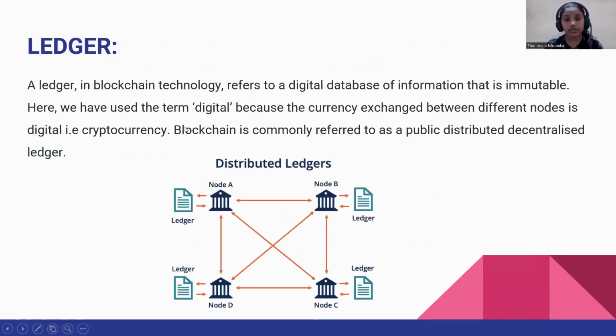Ledger. A ledger in blockchain technology refers to digital information which is immutable. We use the term digital because the currency exchange between the two nodes is digital, that is, a cryptocurrency. A blockchain is commonly referred to as a public, distributed, decentralized ledger.